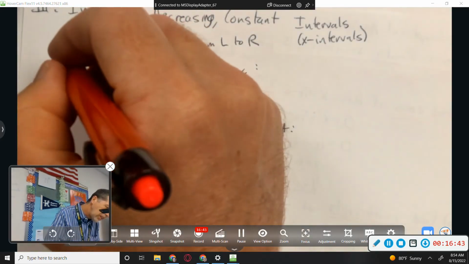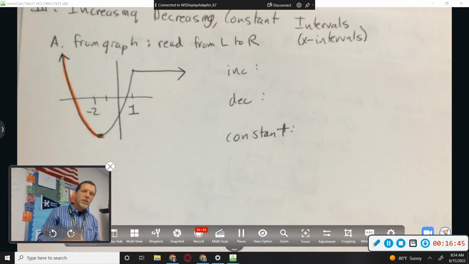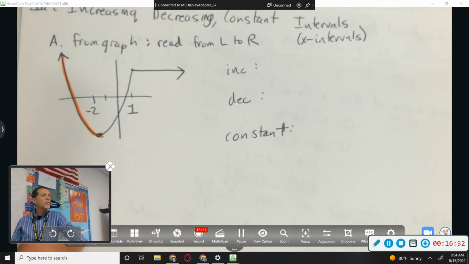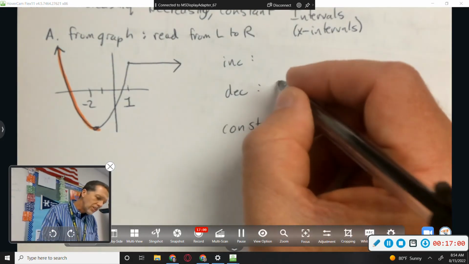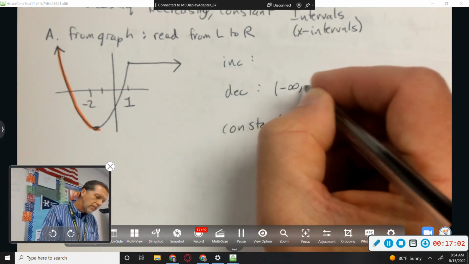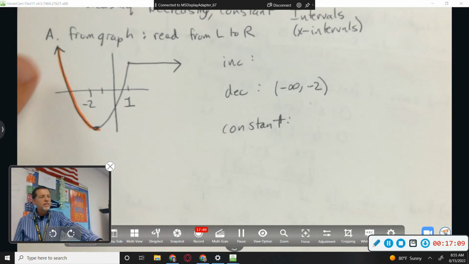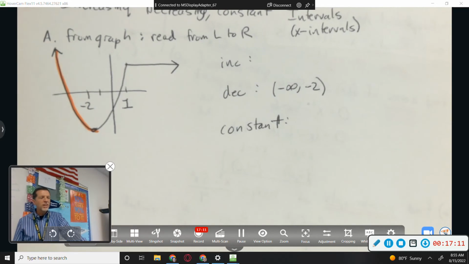So that's decreasing. That's the only tricky one, because if you're not intentionally reading left to right, it's easy to look at that graph and say, oh look, it goes up. You're like, well, yeah, it goes up, but that's reading it backwards. As I read it left to right, it's going down. So it decreases from negative infinity up to negative 2. So be careful. Don't let the up arrow fool you. As you read left to right, it's going down.